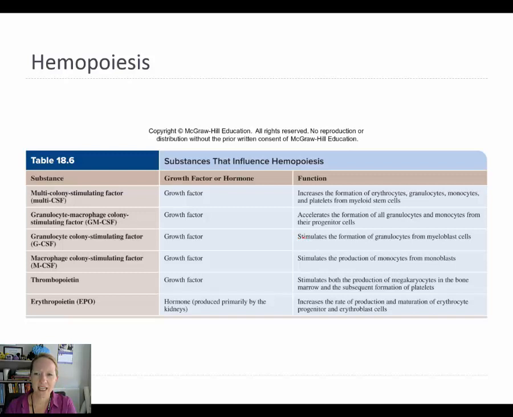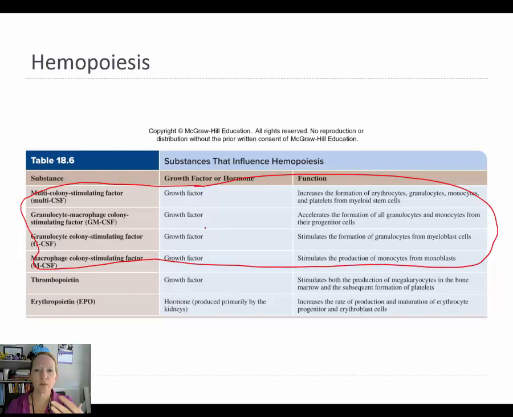So the multi-CSF is going to be a multi-colony stimulating factor. These little growth factors or stimulating factors right here are going to stimulate the production of leukocytes. So what do you think the name of the production of leukocytes would be? That is, of course, going to be leukopoiesis. So all of these are going to stimulate leukopoiesis.